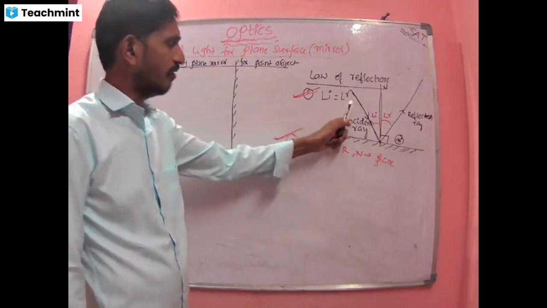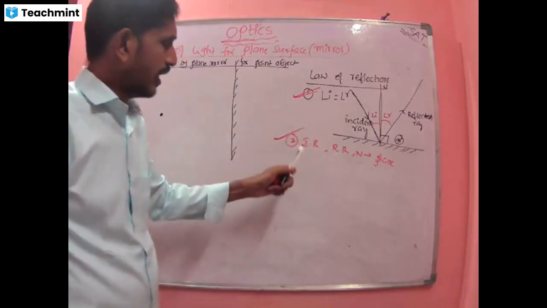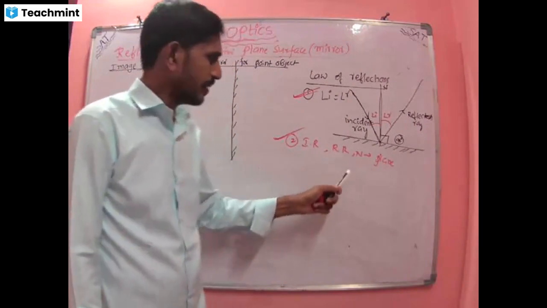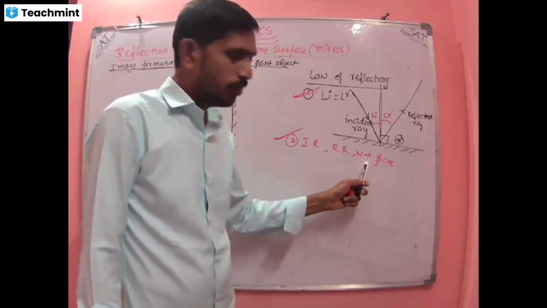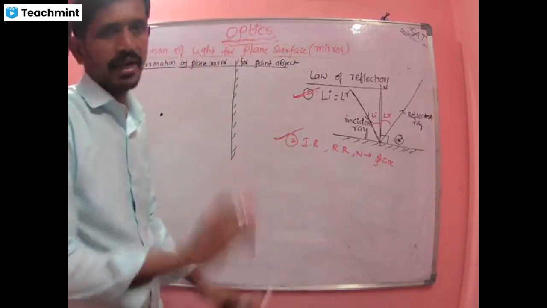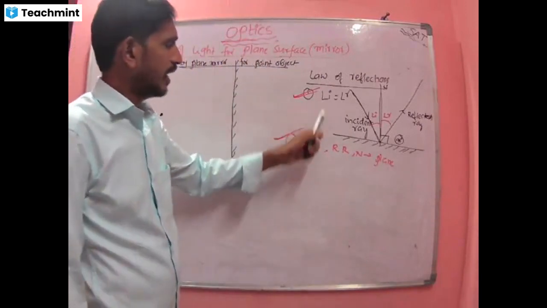Angle of i is equal to angle of r, and the next property is that the incident ray, reflected ray and normal should lie in the same plane, or be coplanar. Coplanar means they are in the same plane. That is the first law and the second law.